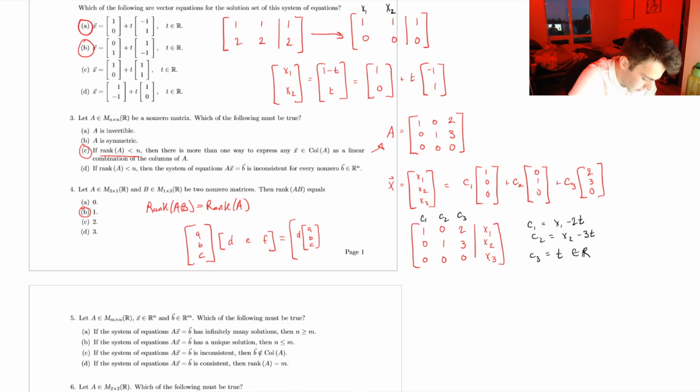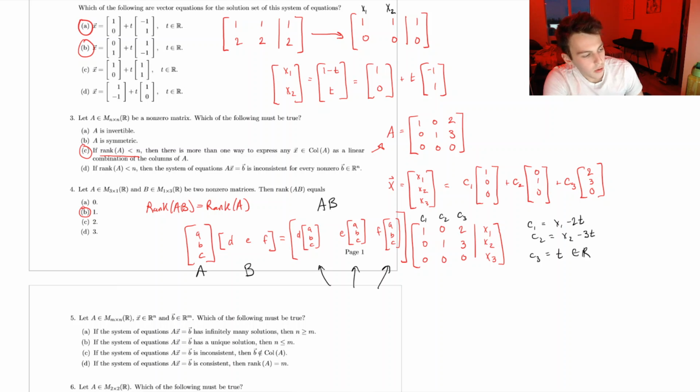The second column would be E times ABC, and this last one would be F times ABC. Great. This is what we've got here, and you'll notice this here is AB, this is A, this is B, and you'll see here that the span of these columns are all linear combinations, or in this case, scalar multiples of A.